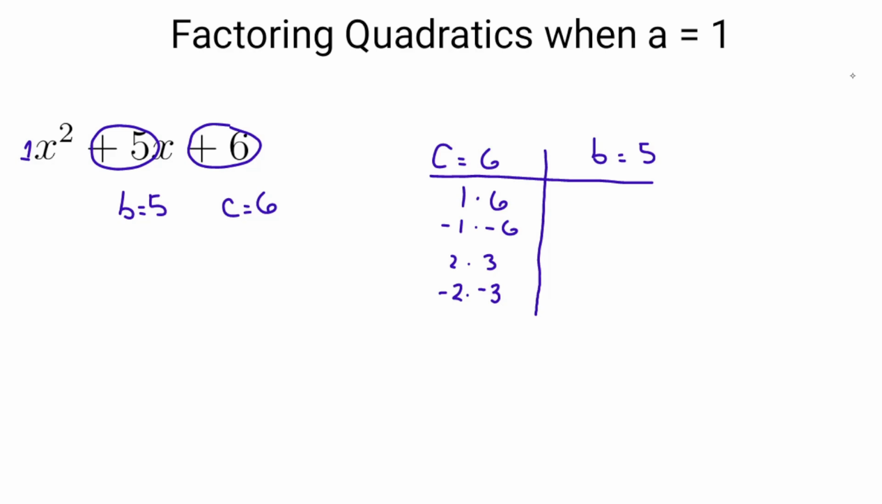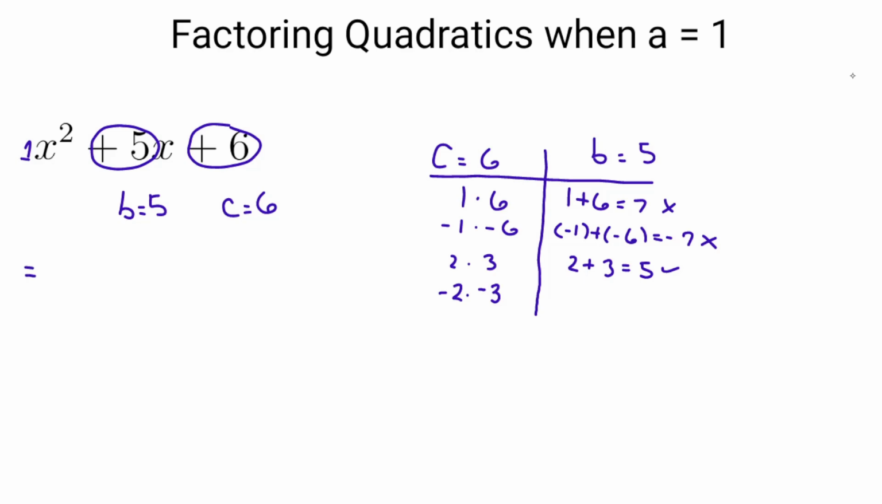Now what we need to do is figure out which pair of numbers will add to give us 5. Well, let's look at these sums. Let's add them together. 1 plus 6 gives us 7. That won't work. Negative 1 plus negative 6 gives us negative 7. That won't work. 2 plus 3 gives us 5, and that is exactly what we wanted. That's our b value. So our two numbers here are 2 and 3.